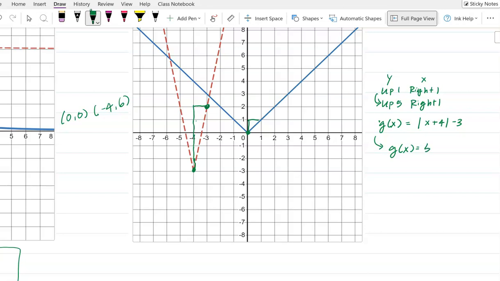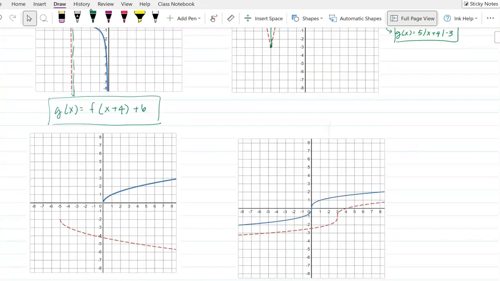So g of x equals 5 times the absolute value of x plus 4, minus 3. That's going to be the final answer. Okay.